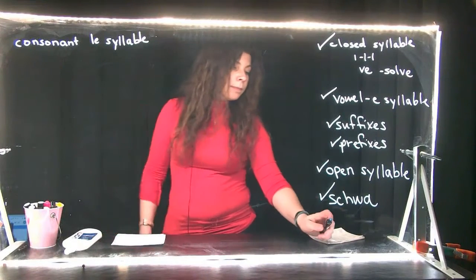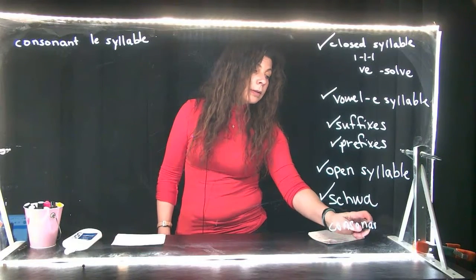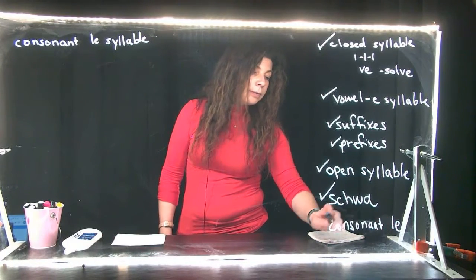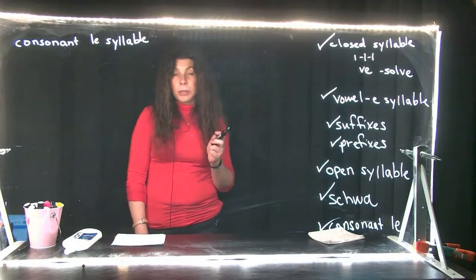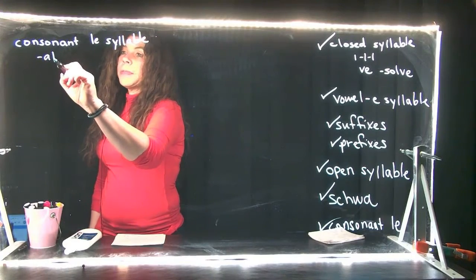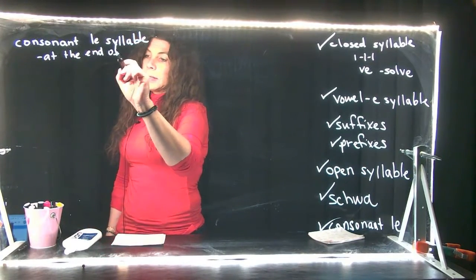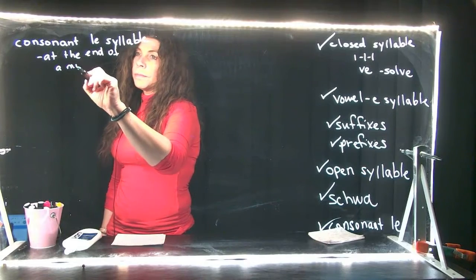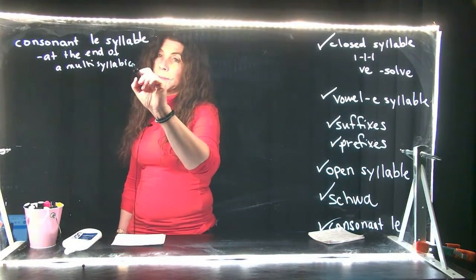And now I can add consonant-LE. Boy, we covered a lot. The consonant-LE at the end of a multisyllabic word. Multisyllabic means you have more than one syllable.